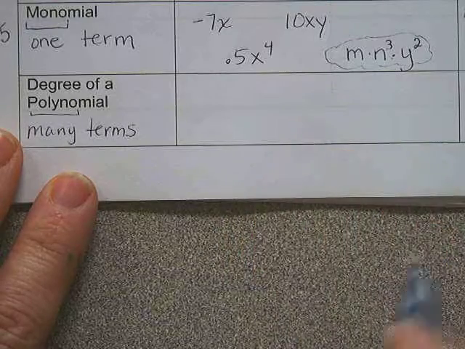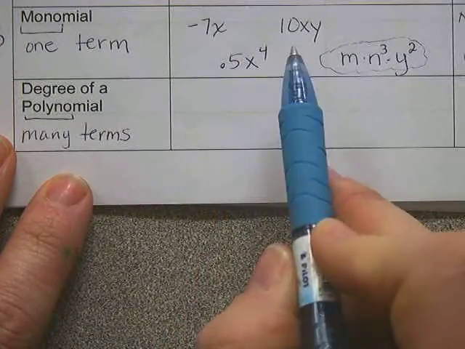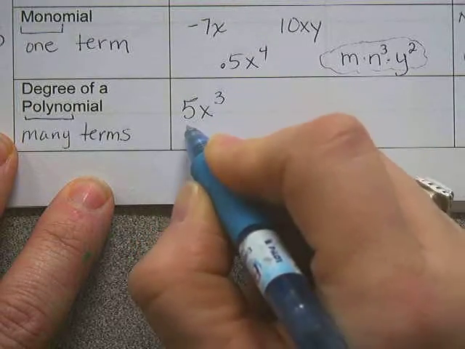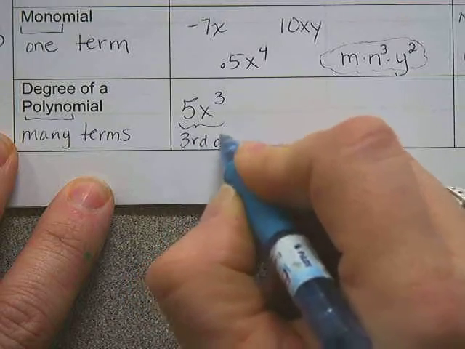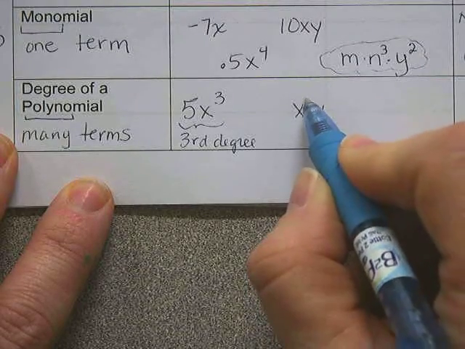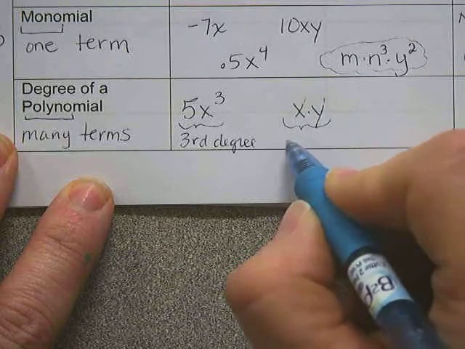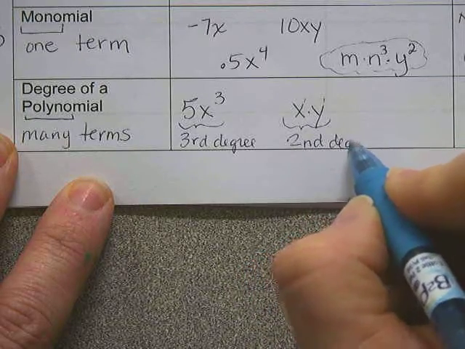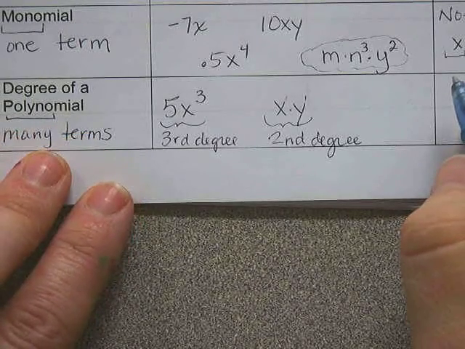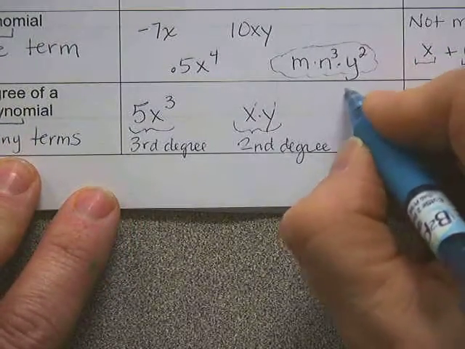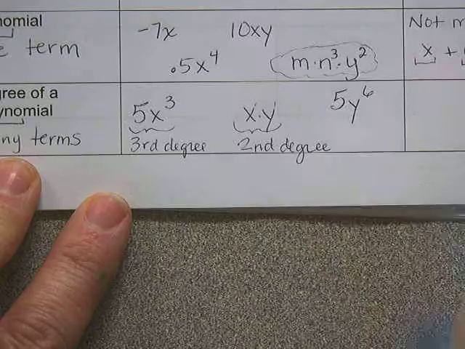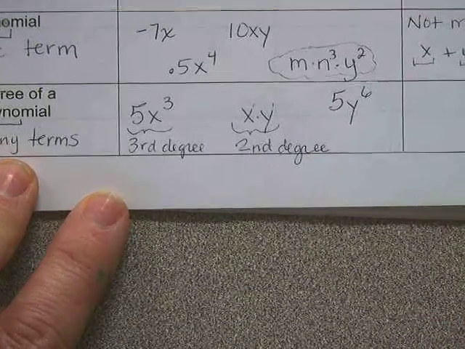The degree of a monomial is adding up all of the powers. So we're going to start really easy. If you had something like this, this is called a third degree. If you had an expression like this, we add up the powers. So 1 plus 1, this is a second degree. Okay. If you had something like this, just 5y, that would be to the first degree. If you had 5y to the sixth, that would be the sixth degree.